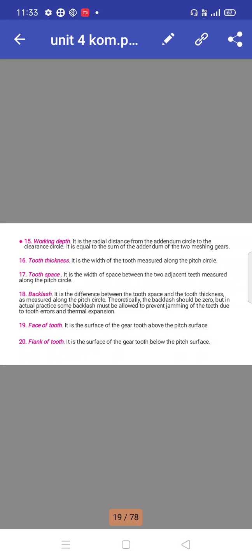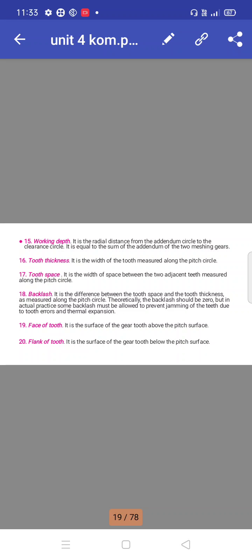Backlash. It is the difference between the tooth space and the tooth thickness as measured along the pitch circle. Theoretically, the backlash should be zero, but in actual practice, some backlash must be allowed to prevent jamming of the teeth due to the tooth error and thermal expansion.